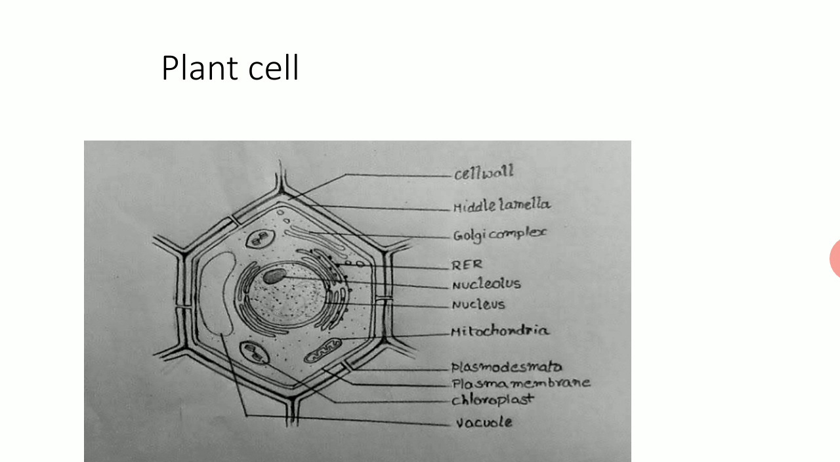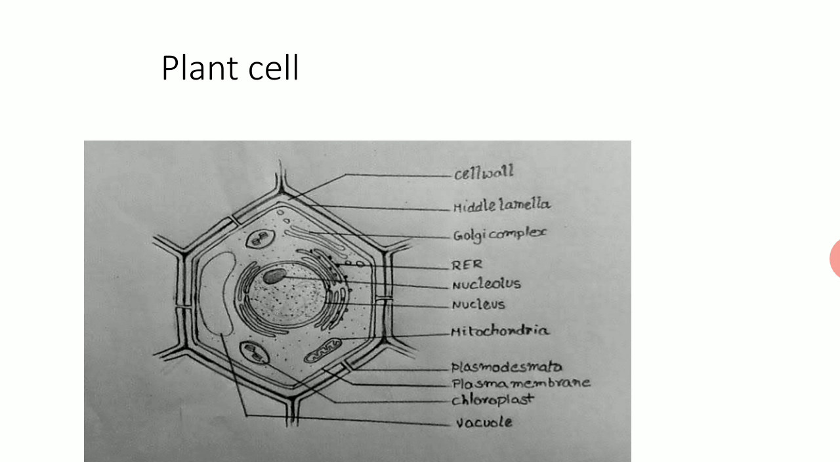Here it is rough endoplasmic reticulum, and in the center is the nucleolus, which is present inside the nucleus. The central circle is called the nucleus, and in between it the nucleolus is present. Next to it is the mitochondria, which is called the powerhouse of the cell, giving complete energy to the cell. The next one is plasmodesmata, the pathway or gap.